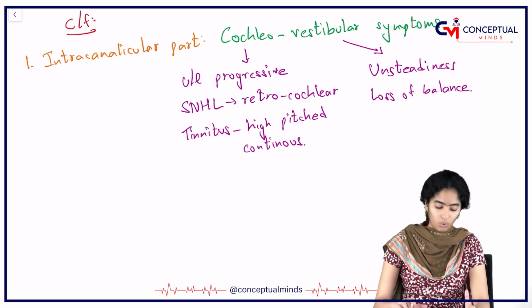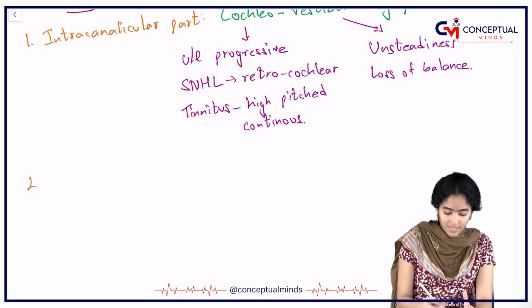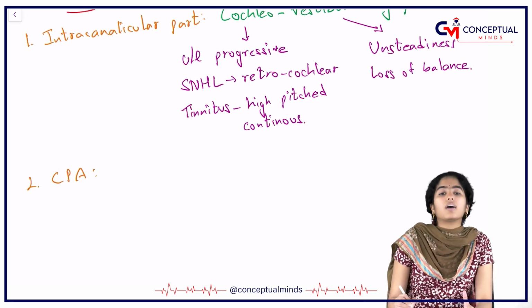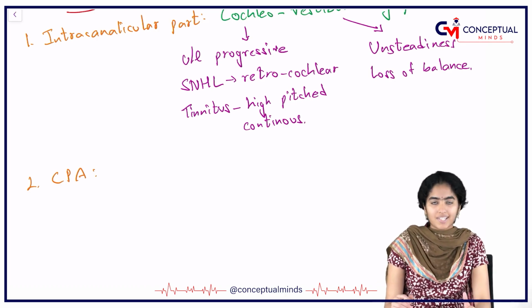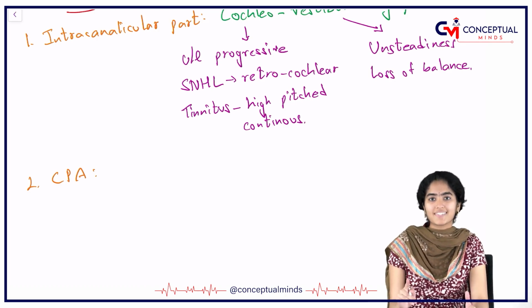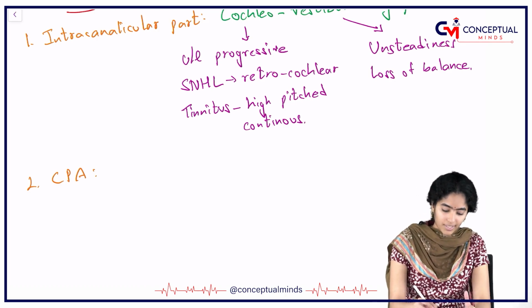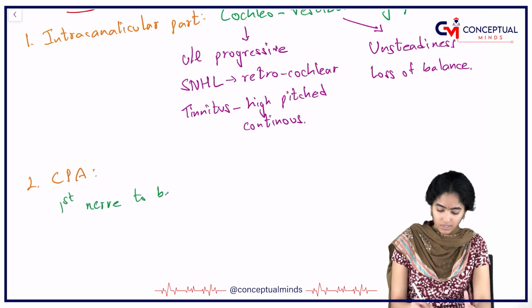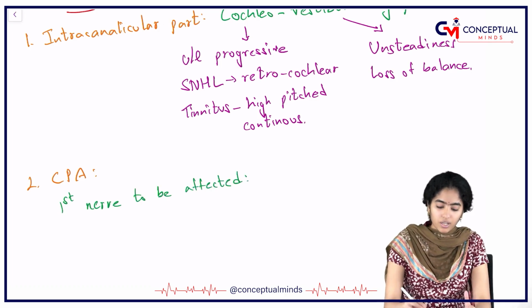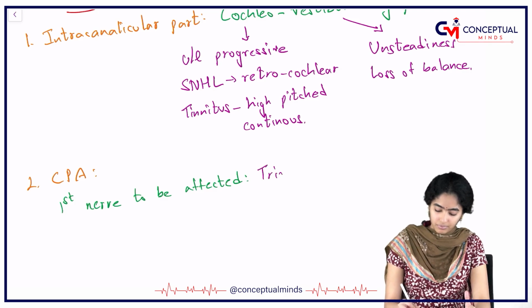Then it will slowly grow and come into the cerebellopontine angle. When it is in the cerebellopontine angle, all the cranial nerves are affected, as I told you earlier. What is the first nerve to get affected? Very important, it's an MCQ also. First nerve to be affected, it is the trigeminal nerve. Fifth cranial nerve.